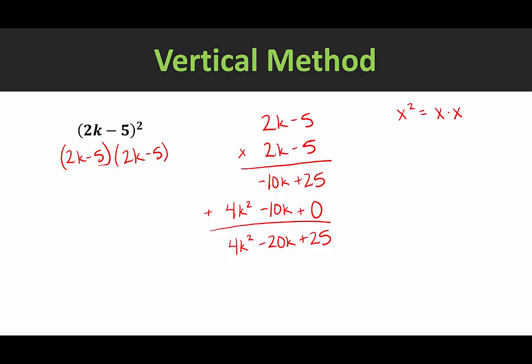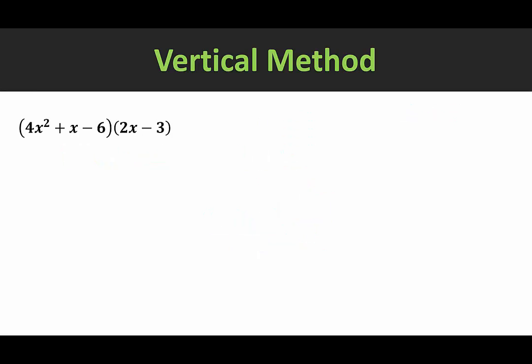Okay, so let's look at an example that doesn't have two binomials. This one here is a trinomial multiplied by a binomial. You're still going to use the same process. Write one on the top row, so I'll put 4x squared plus x minus 6 on the top, and then 2x minus 3 on the bottom row. Multiply those together. Negative 3 times negative 6 is positive 18. Negative 3 times x is a minus 3x. Negative 3 times 4x squared would be negative 12x squared.